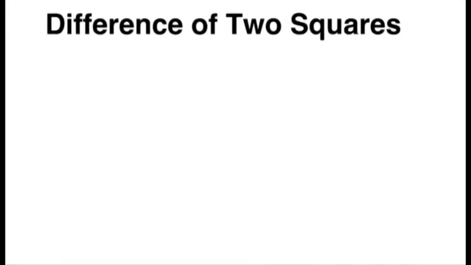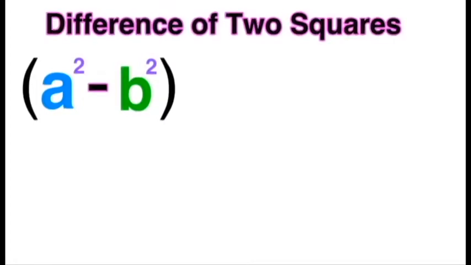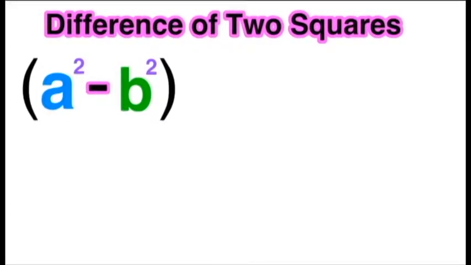The difference of two squares is a very unique scenario in which we have a binomial where our first term and our last term are both perfect squares. So a difference of two squares occurs when your first term is a perfect square, your last term is a perfect square, and the sign in the middle is negative. It has to be a negative.